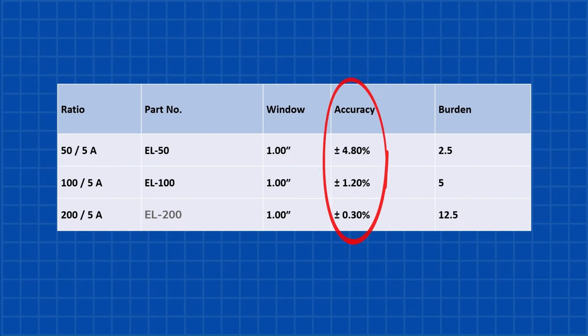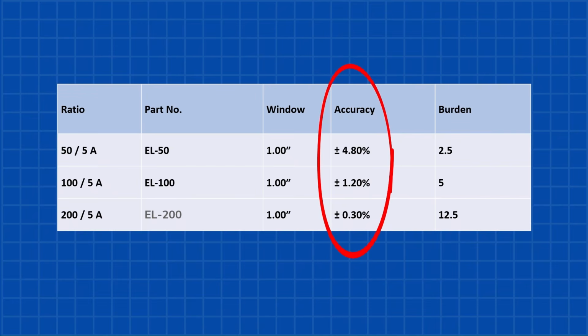3. Accuracy class and burden. Accuracy class: the accuracy class determines how precise the CT is across its operating range. Standard accuracy classes are typically used for monitoring and general control systems, while higher accuracy or revenue-grade CTs are used for power billing and energy metering applications.